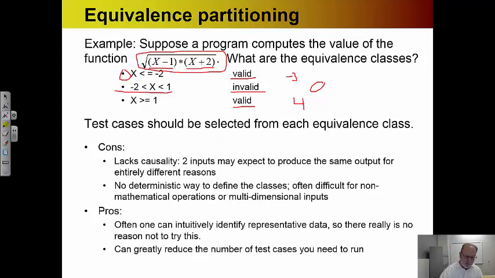Let's start with the cons. First, it lacks causality. 2 inputs may be expected to produce the same output for entirely different reasons. There's no deterministic way to define these equivalence classes. There's no algorithmic way. It's really done by inspection. There are some research approaches to try and identify proper test cases. There are statistical approaches to this, but in its very simplest form, we looked at this and we kind of had to figure it out.